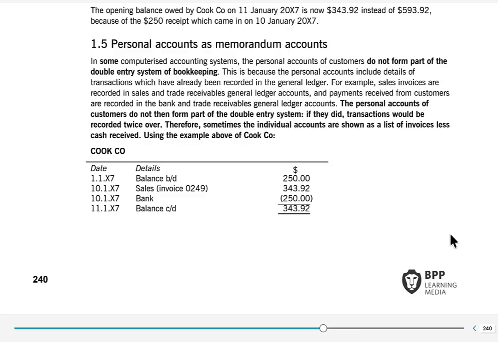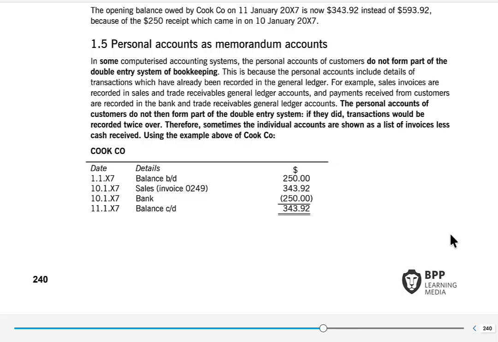A practical example, in plain words, let us imagine a customer called Cook Co. The customer account might show opening balance brought down, meaning what was already owed, one sales invoice added, one payment received subtracted, closing balance carried down. In a memorandum-style system, this customer account is a clear summary for credit control, but it is not used as a separate double-entry posting that affects the trial balance. The trial balance is affected by the control account in the general ledger, not by the individual customer listings.